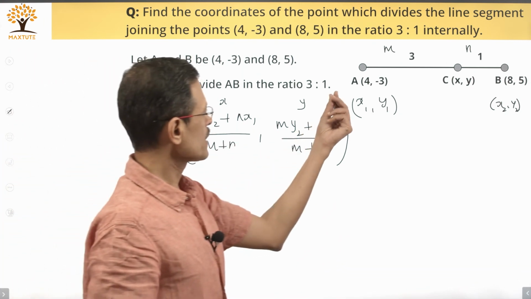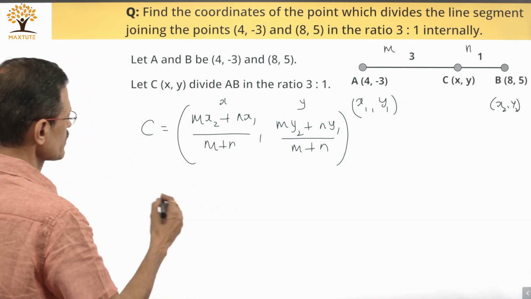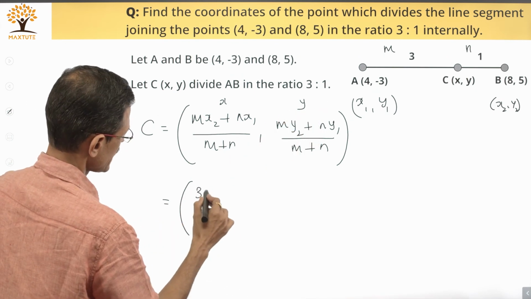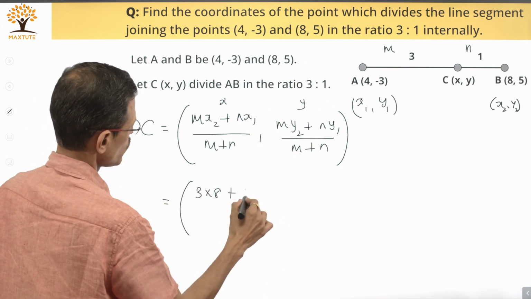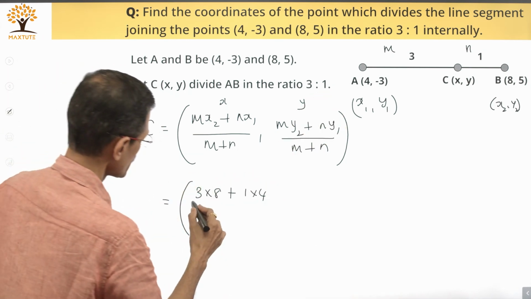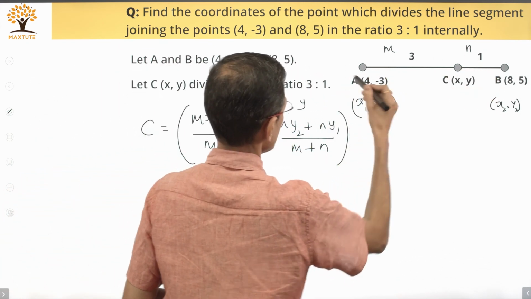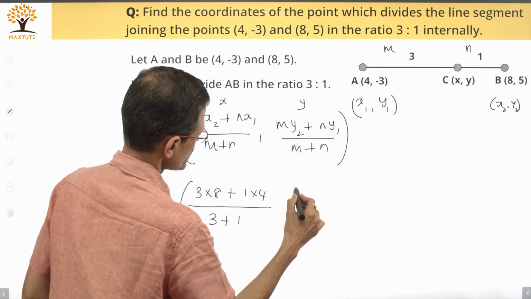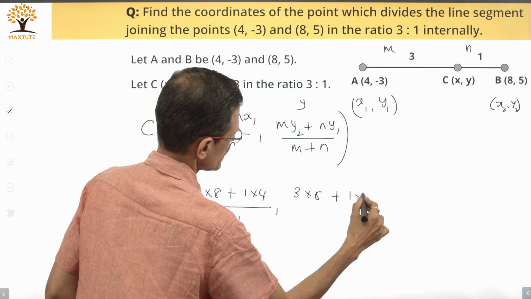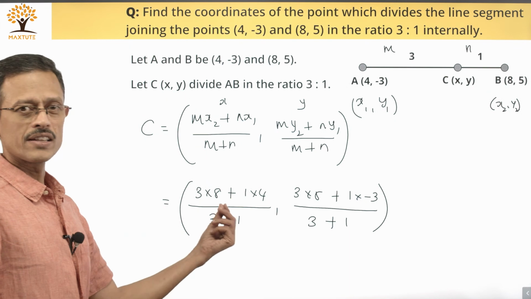For us, (x1, y1) are (4, -3), (x2, y2) are (8, 5), and m and n are 3:1. Just plug in all of these values. So, m is equal to 3, 3 times x2 which is 8, plus n is equal to 1, 1 times x1 which is 4. So, (3 into 8 plus 1 into 4) divided by (m plus n, which is 3 plus 1), comma, (m y2 which is 3 into 5, plus n y1 which is 1 into -3) divided by (3 plus 1) is the answer. Solve this and we have the answer.